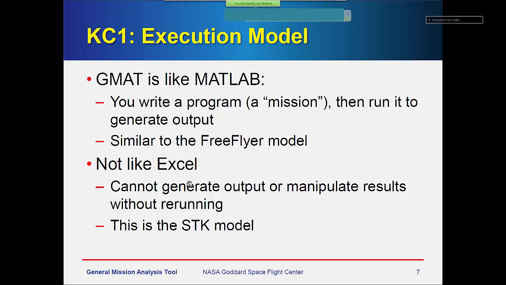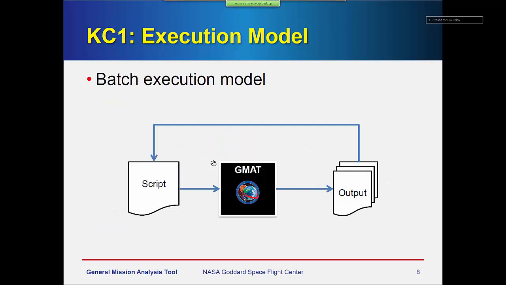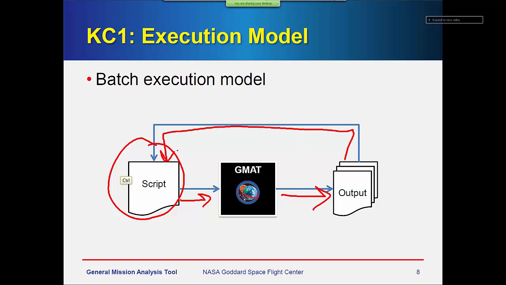Okay? So this is not like a program like Excel where you perform some calculations and you have these results and then you can manipulate them in all sorts of ways. That's more the SDK model, the post-processing model. That's not really what GMAT's intended to be. GMAT is a simulation tool that runs end-to-end. So when I say a batch execution model, I'm saying you start out with this script, you run it through GMAT, you generate some output, and then again, if you need to make changes, you have a loop here where you re-edit your script, run through, generate your output again, and go backwards.